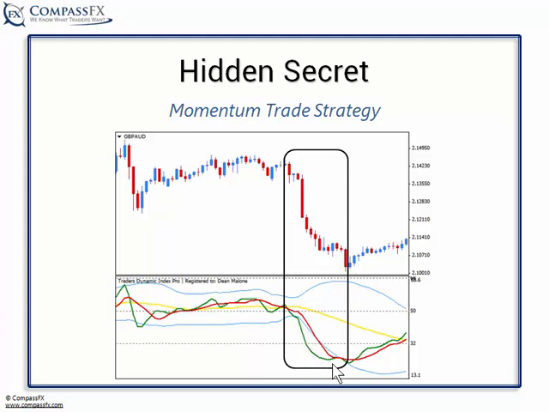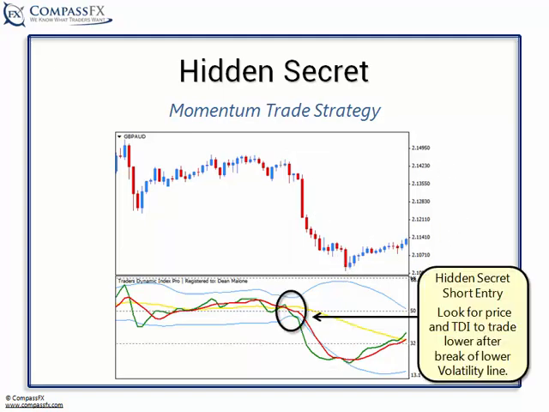Oftentimes I'll take my eyes off of price and I'll just watch the TDI. And when the green line of the TDI crosses back inside the blue volatility band, that's when I'm looking to get out of my trade. And that was almost at the bottom of the trade. The trade made a little bit more of a move down right here and then made a bounce back up. This is a trade that went from about the 214 level all the way down to below the 211 mark. Beautiful trade right there for about 300 pips.